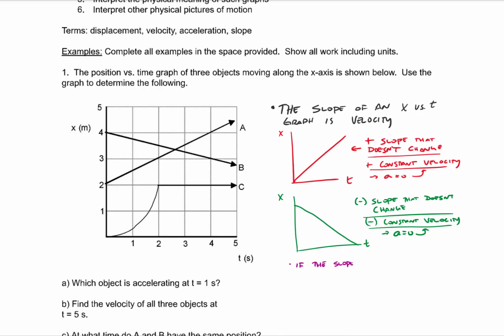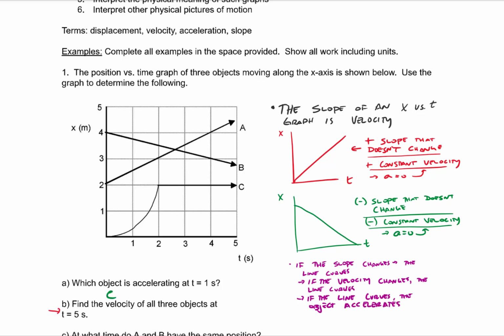Now, if the slope changes, that means we have a curved line. If the velocity changes, the line curves as well. Anytime we see a curved line on position versus time, we're going to have an acceleration. So if the line curves, the object has to accelerate. Those are the things that we're looking at for a position versus time graph in general.